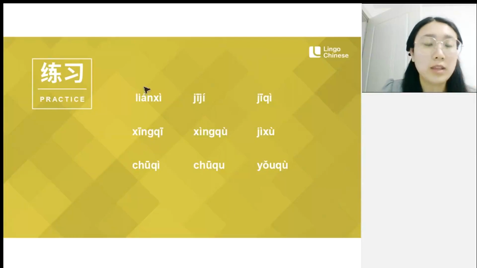Let's have some practice. I will read this for you, and you can pay attention to the initials and finals you can't speak correctly. 联系, 积极, 机器, 星期, 兴趣, 继续, 出气, 出去, 有趣.